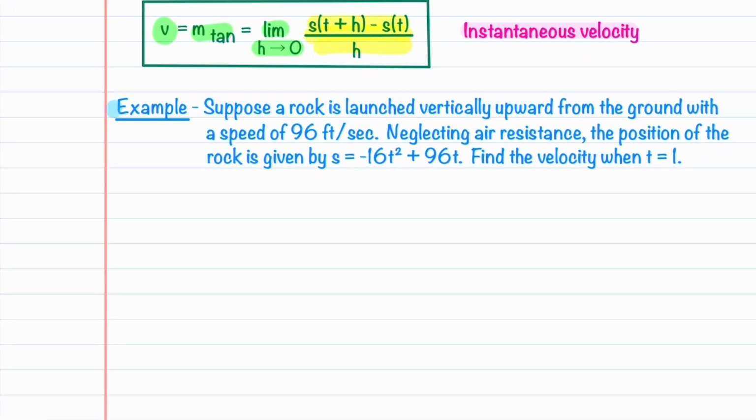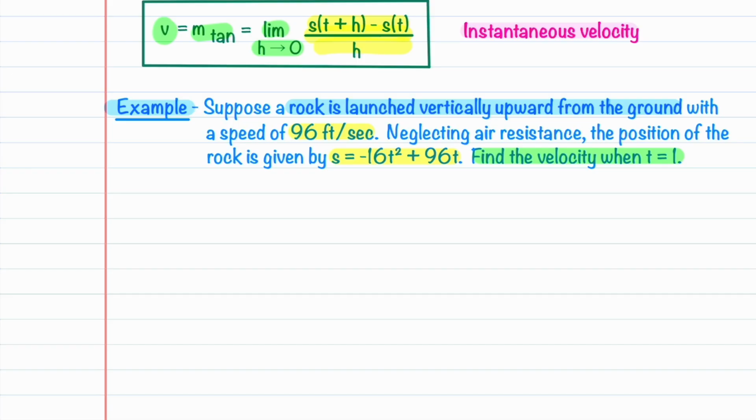We're now going to look at an example where we need to use this formula. Suppose a rock is launched vertically upward from the ground with a speed of 96 feet per second. Neglecting air resistance, the position of the rock is given by S is equal to minus 16t squared plus 96t, and we're asked to find the velocity when t is equal to 1.